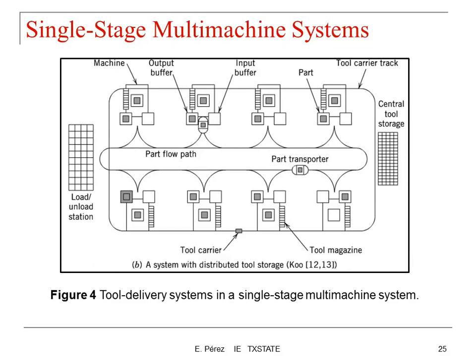Here we have another type of layout. It's a tool delivery system in a single stage multi-machine system. So we have some automated guided vehicles moving the parts between stations. We have a load, unload station, and some storage. Each one of these squares represents a machine, and we have a tool carrier around, basically connected to each one of the machines, and that's what moves the tools from one station to the other.